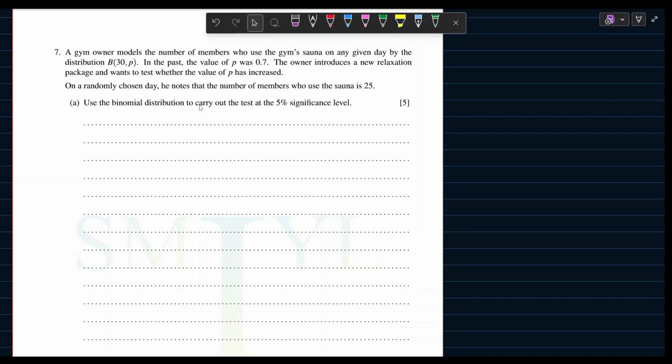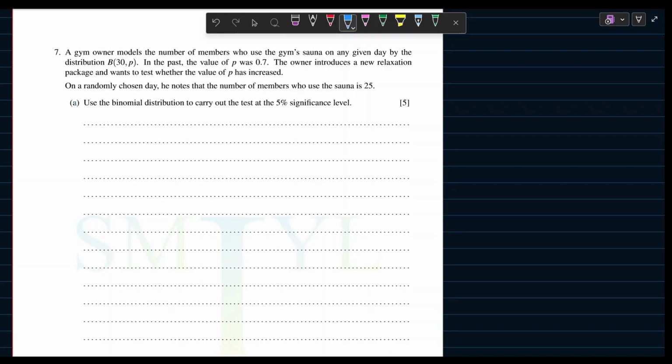Number 7. A gym owner models the number of members who use the gym sauna on any given day by the binomial distribution, where n is 30 and the probability of success is p. In the past, the value of p was 0.7. The owner introduces a new relaxation package and wants to test whether the value of p has increased. On a randomly chosen day, he notes that the number of members who use the sauna is 25. Part A. Use the binomial distribution to carry out the test at the 5% significance level.